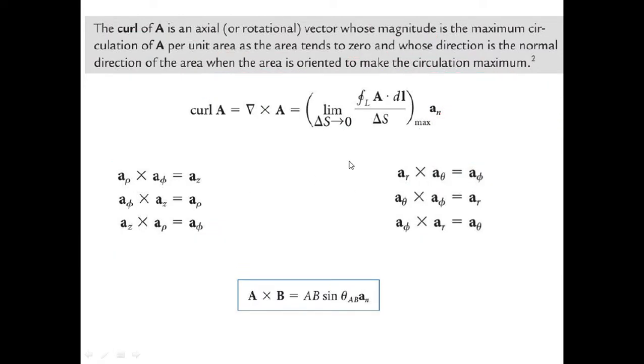This is for the spherical coordinate system. Moving on to the next one. You should know this one also. This is the equation for cross product.